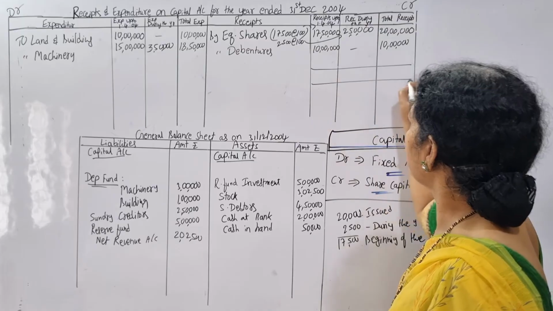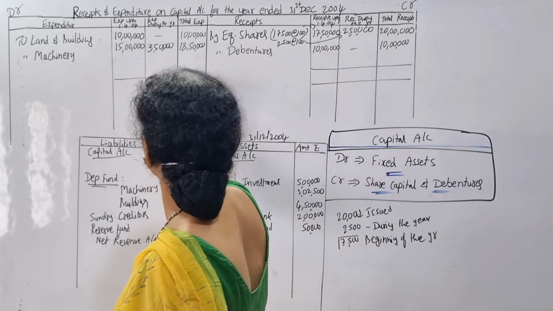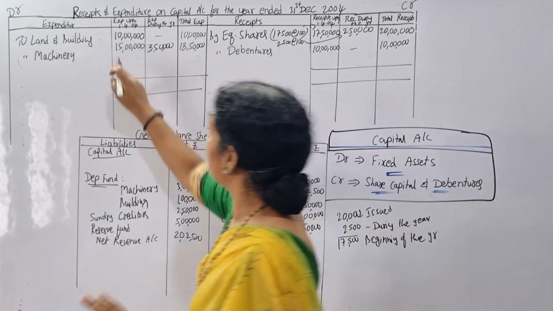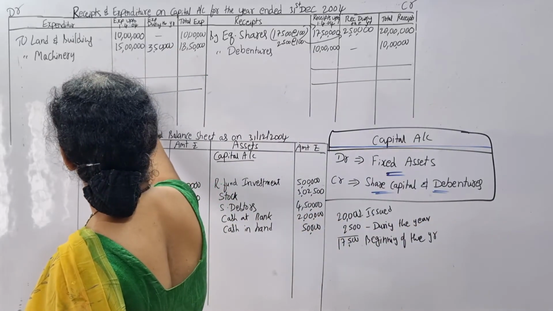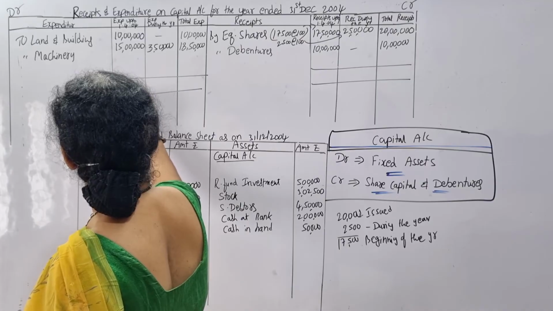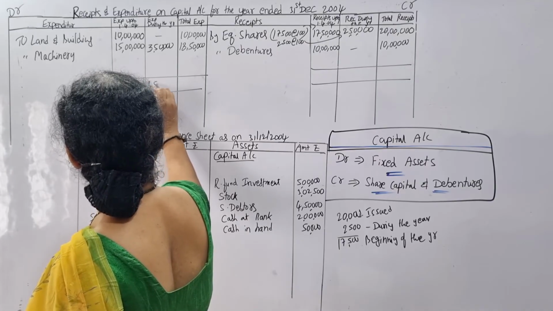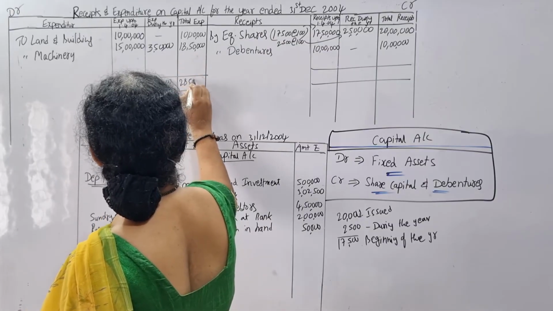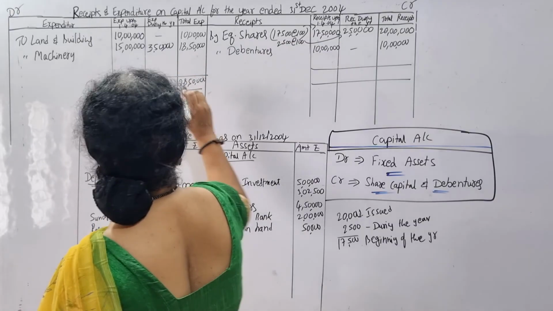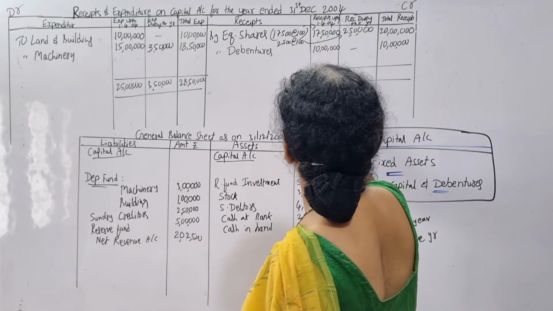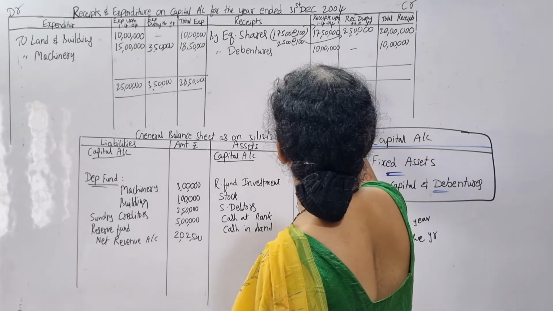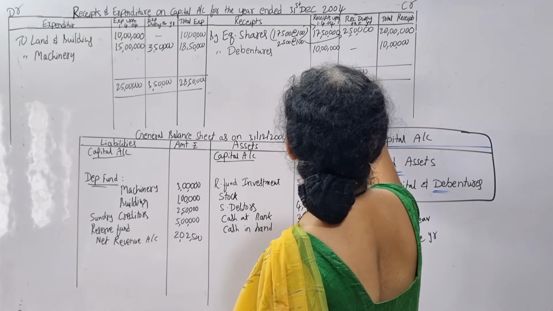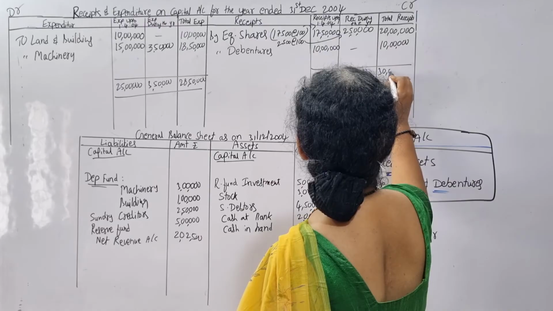Just focus, we'll just close the total amount. We are not going to balance, we'll write just the total. It is 25 lakh. This is 3 lakh 50,000. And this is 28 lakh 50,000. And here it is 27 lakh 50,000. And this is 2 lakh 50,000. And this is 30 lakh.